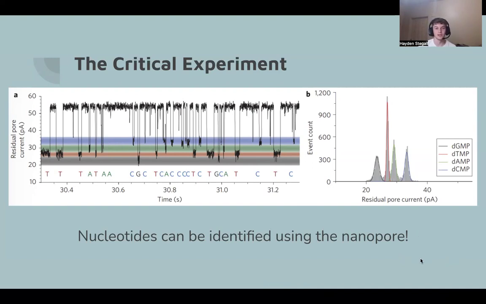However, one stipulation is this was not done with an actual DNA strand. It was fed free nucleosides and randomly they passed through using current. And this was done with 180 millivolts and 400 millimolar KCl. And at this concentration, it approaches 100% confidence in its nucleotide detection. And part B of this figure shows the event counts based on the current that it hit.